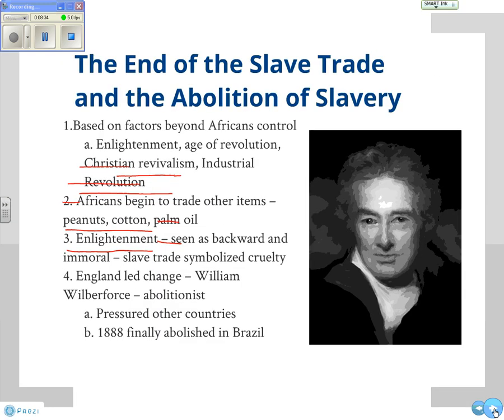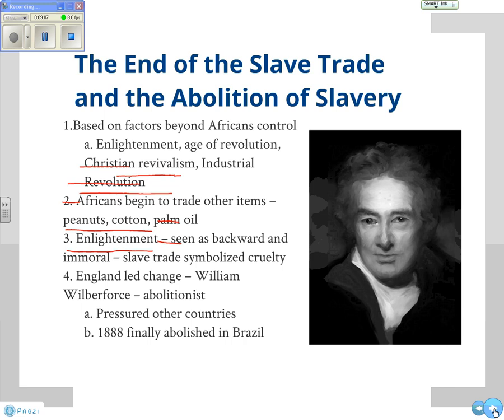All right, last, the end of slave trade and the abolition of slavery. What pressures helped to end slavery in the Americas? Basically know there are four things going on here. First, it's based on things beyond the Africans' control, such as Enlightenment, Age of Revolution. By that, we're referring to the French Revolution, the American Revolution, and even the Haitian Revolution, which we'll talk about more a little bit later.